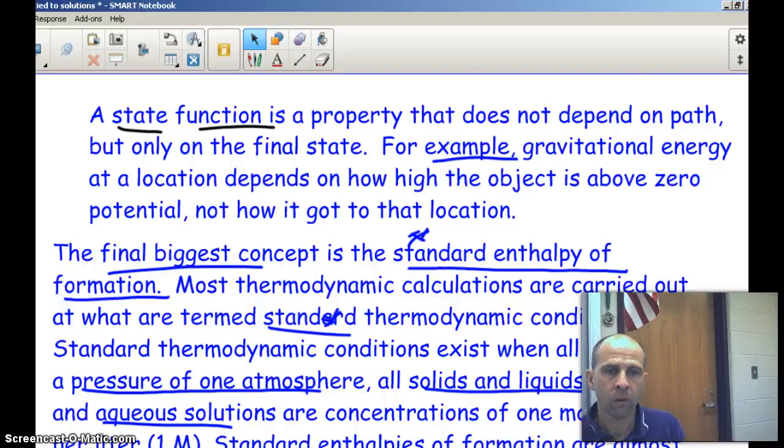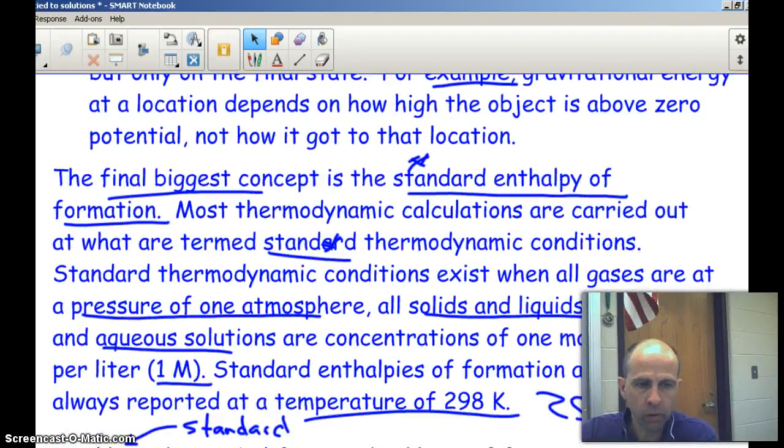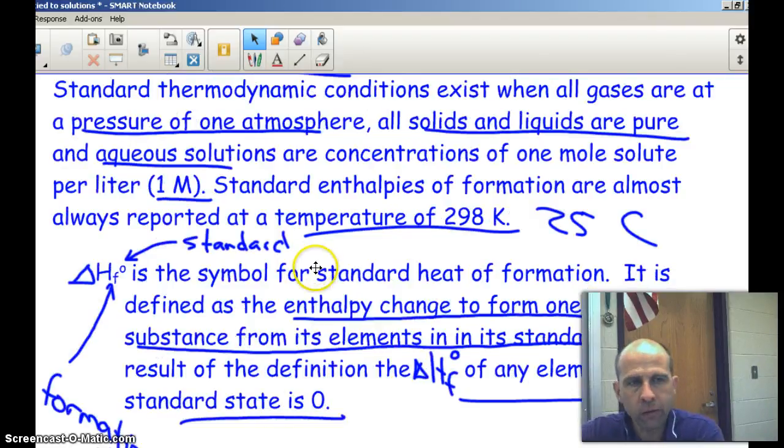Okay, to wrap up the video here, we'll start with this idea of a state function, something that doesn't depend on how you get there, as long as you get there. And one of the biggest ones, let me pull up this portion of the notes here, is called the standard enthalpy of formation. So it's the heat change to make something.